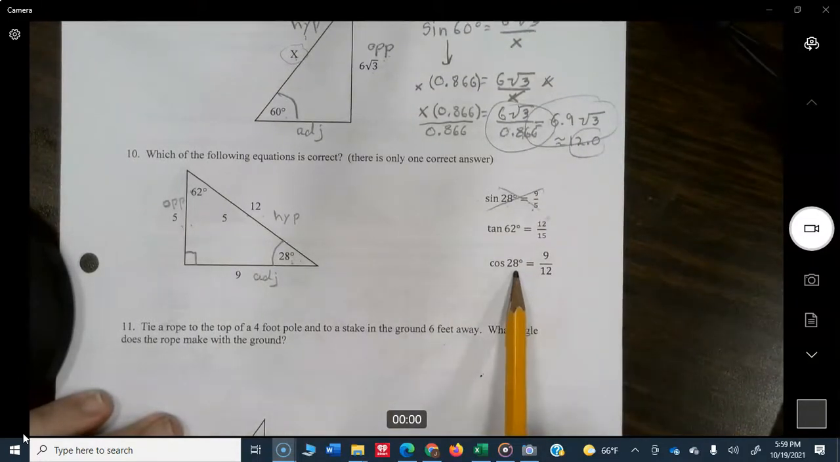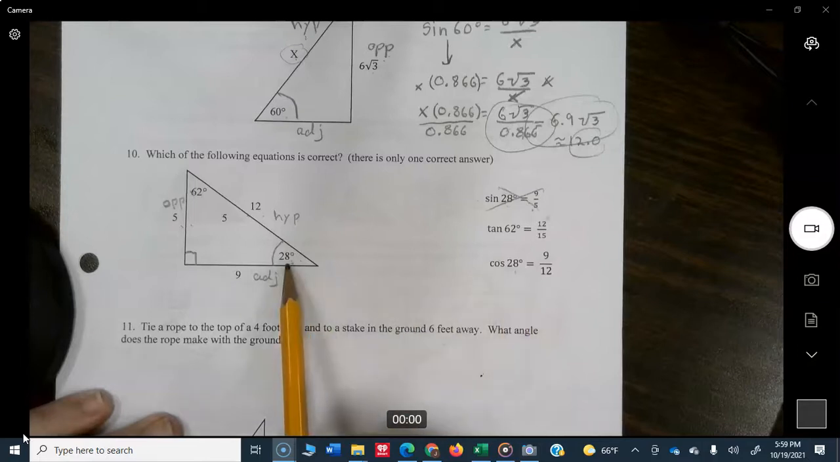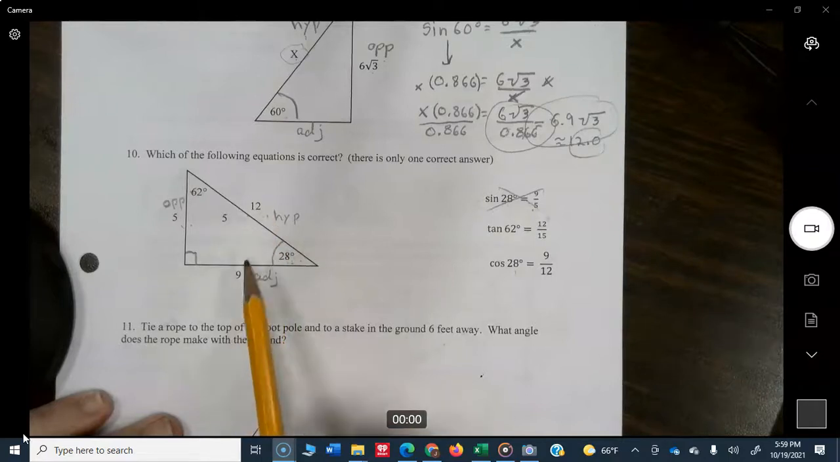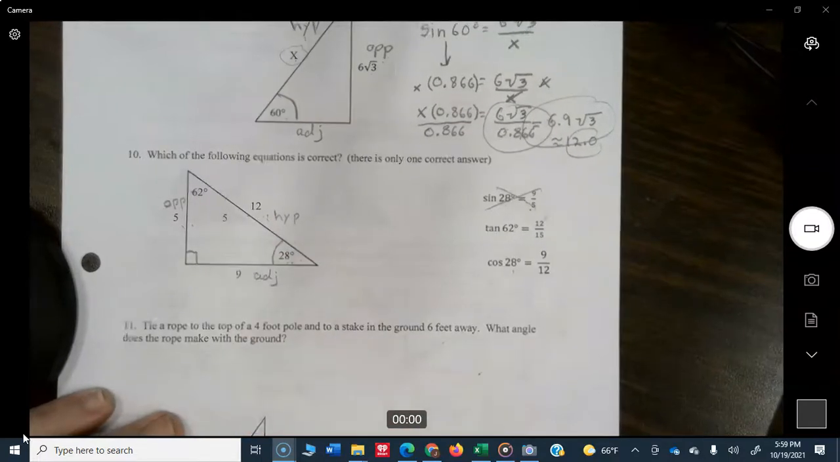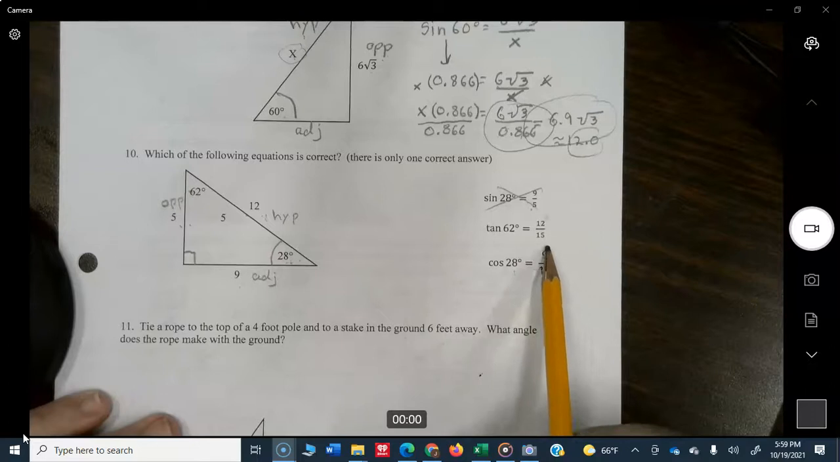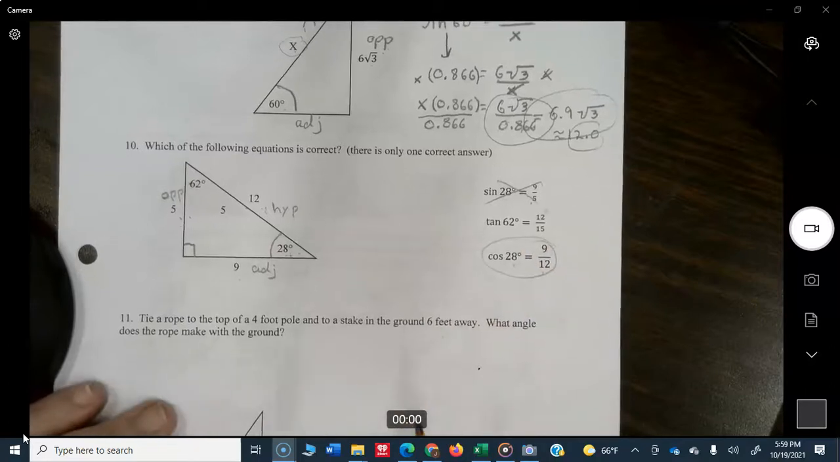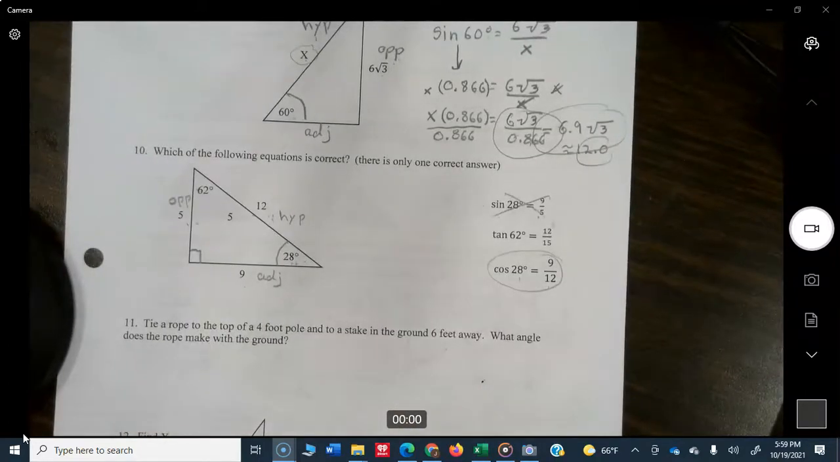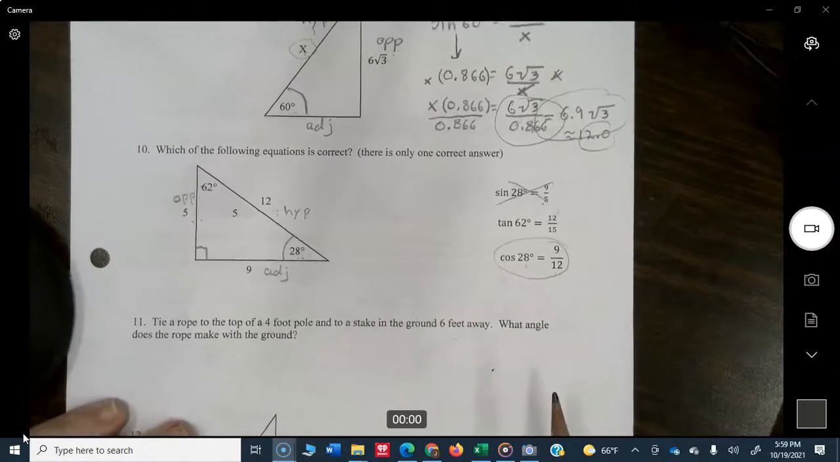Let's do the other one, cosine 28. The cosine of 28 is going to be the adjacent over the hypotenuse. That's 9 over 12. That is correct. That's what they have, so that looks correct. Now you should still, on a multiple choice test, check all the answers. It might be that there are 2 that are correct. Well, let's just give it a try.